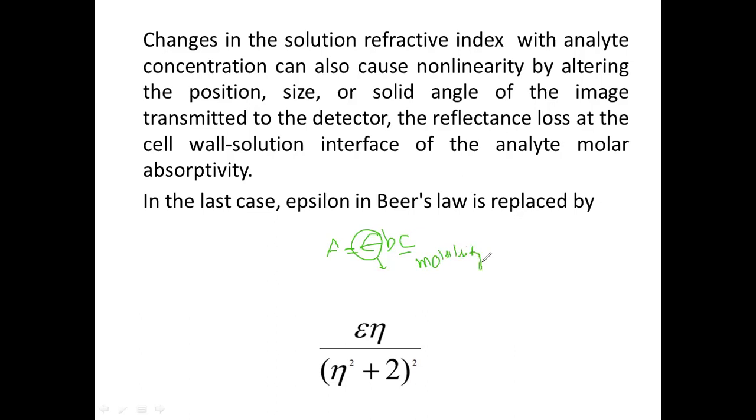At higher refractive index, absorbance is also dependent upon the refractive index. So this constant epsilon here is replaced by a new constant, epsilon times n, or mu, divided by mu square plus 2, whole bracket square. This states that there is a relationship between the refractive index and the absorbance. Now the absorbance is not only dependent upon the concentration of analyte, but it also depends upon the refractive index of the media.